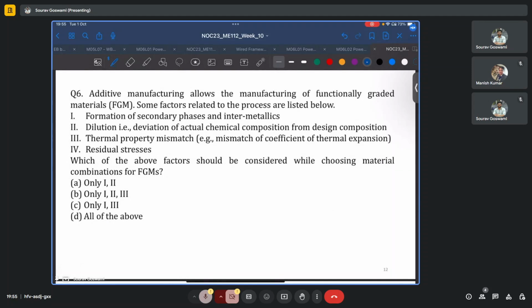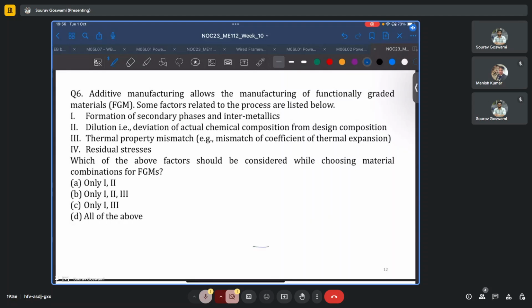Now, additive manufacturing allows the manufacturing of functionally graded materials. Some factors related to the process are listed below. Formation of secondary phases and intermetallics during formation of FGMs. Dilution, that is the deviation of actual chemical composition from the design composition. So this dilution is different from the dilution ratio alpha that we saw. This has more to do with the deviation in the chemical composition from the actual intended or designed value.